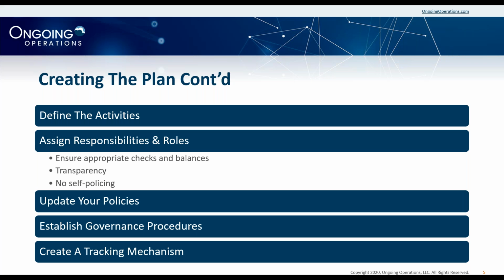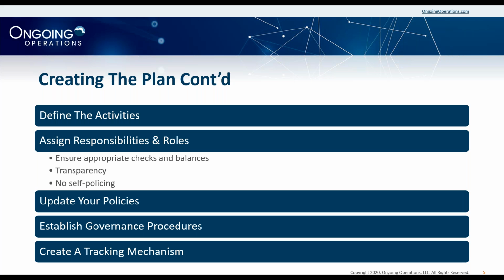So once we've figured out what we need to do, we've defined the activities and assigned those roles and responsibilities, we want to make sure that we update our policies. If we've missed anything, or we've decided that there are other things that we need to do, we want to make sure that's reflected in our policies or procedures, depending on the item, so that it flows from the policies down to what we're doing.